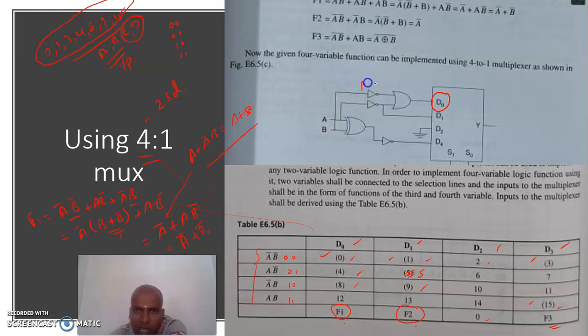So this is A and this is A bar, and this is B and this is B bar. So A bar, this is an OR gate, plus B bar, is given to the D0.